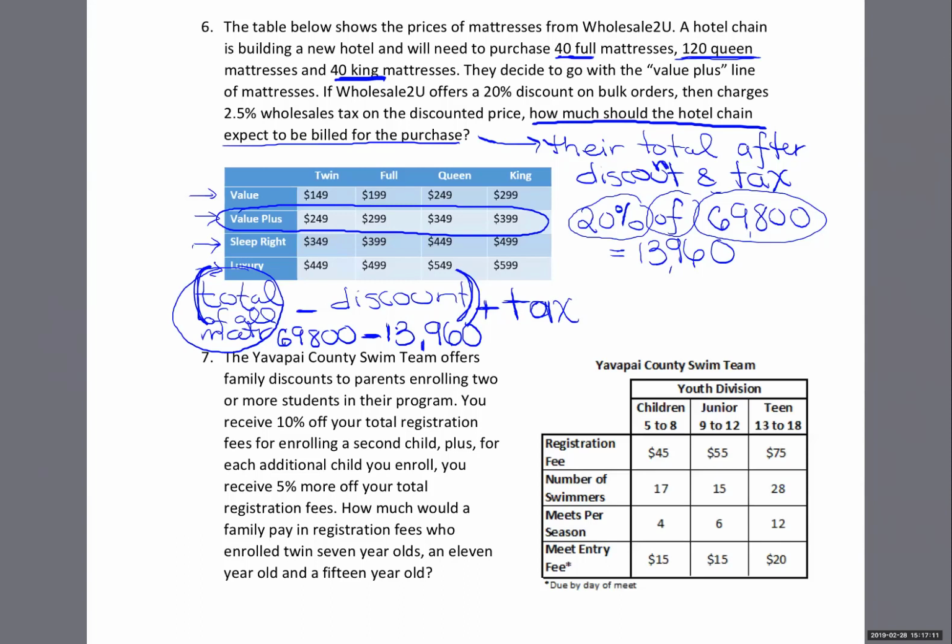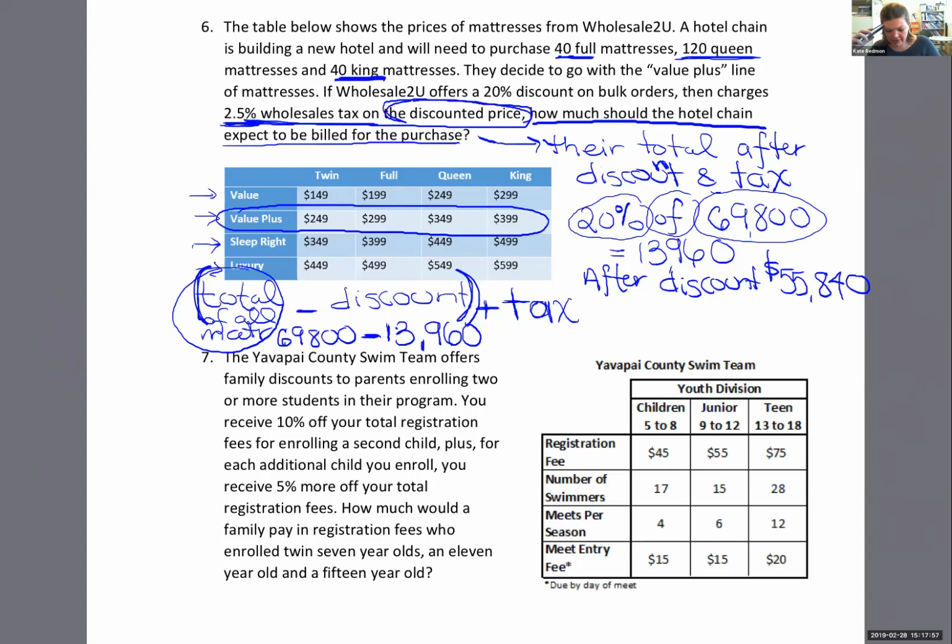Okay. So 69,800, and from that we're going to minus our nice tidy discount. After discount, we are looking at $55,840. Now we can figure out our tax. Hallelujah. So our tax, we said, was how much percent? 2.5%. Yes. And they even tell you here, in case you're not good at knowing this, it says the 2.5% wholesale tax is on the discounted price. So it's going to be 2.5% of the discounted price, the one we just found, 55,840.